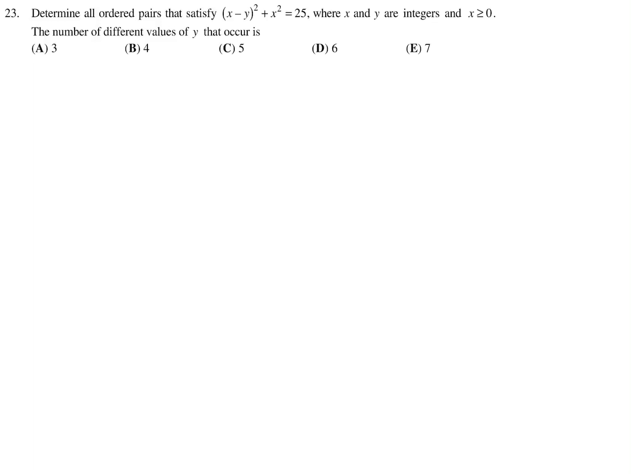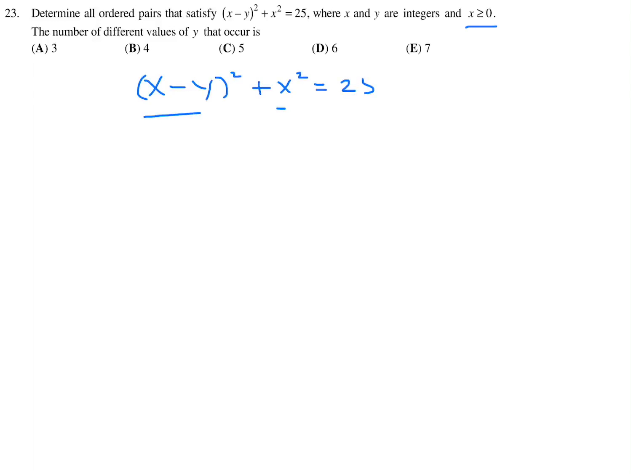Determine all ordered pairs that satisfy (x minus y) squared plus x squared is 25, where x and y are integers and x is greater than or equal to 0. The number of different values of y that occur is. So you have (x minus y) squared plus x squared is 25.